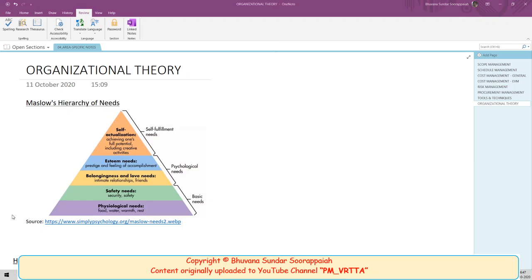So, what are the physiological needs? Basic things: food, water, warmth, rest. Unless a person has a roof over the head, right? The roof over the head is also a physiological need. It's not only a safety need. So unless you have food, you will not look beyond. But once you have food, the next level you are looking for is security.